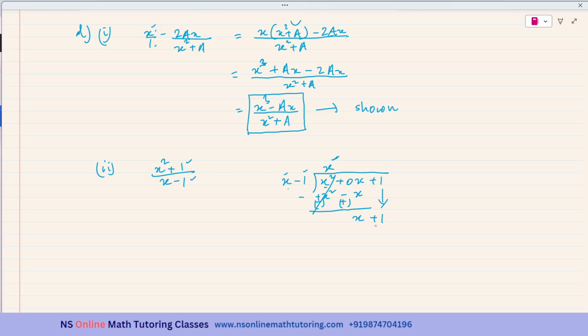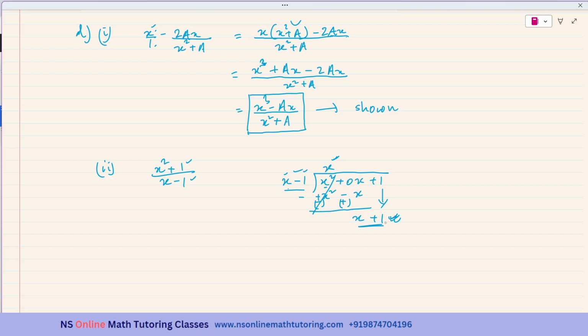We bring this one down. And now the divisor is x minus 1 and this is the new dividend which is x plus 1. Both have the same degree, that is equal to 1. We will be stopping the division when the degree of this is less than the degree of the divisor, that is the remainder. But in this case, the degrees are the same, so we have to continue the division.